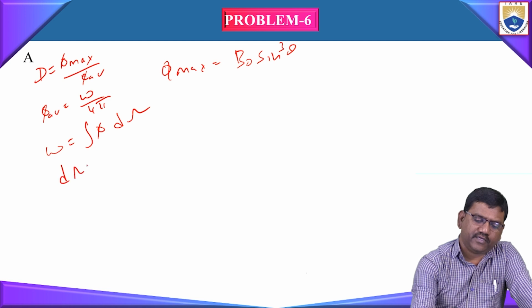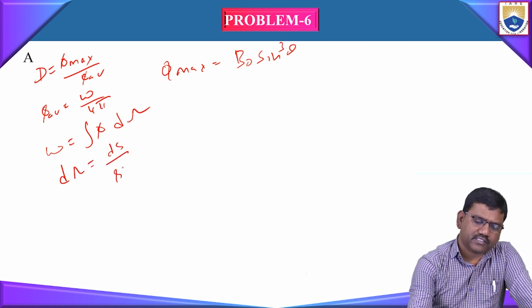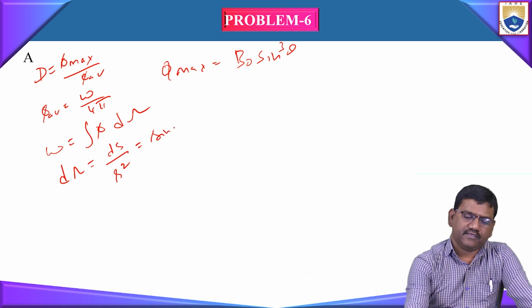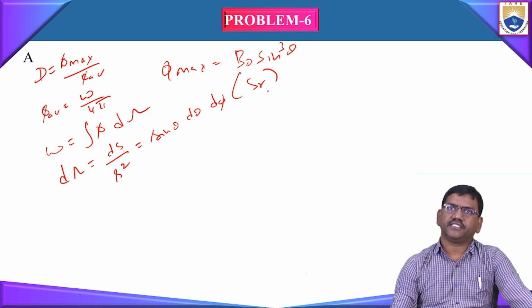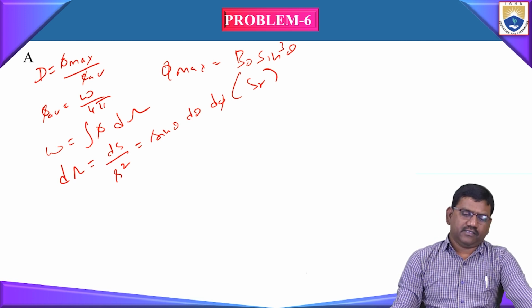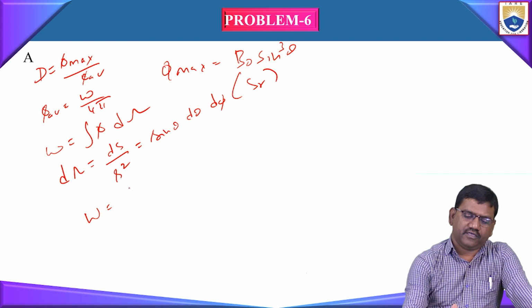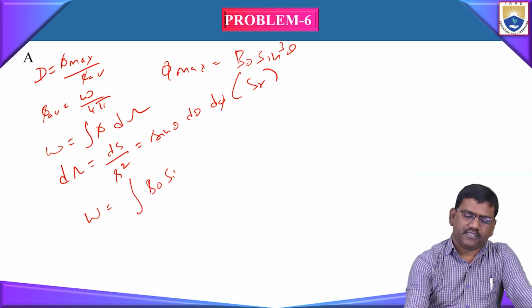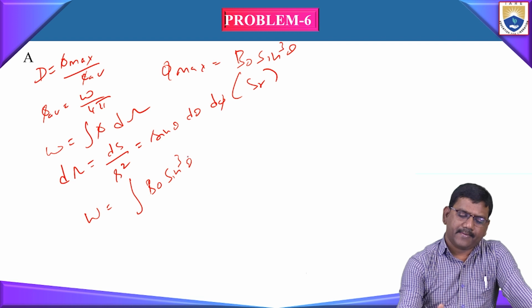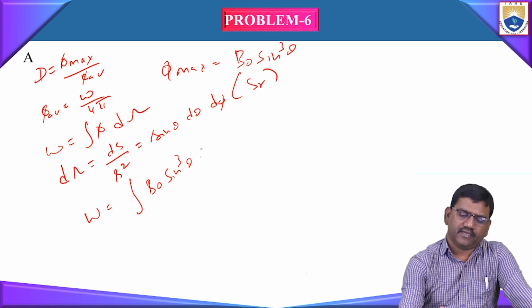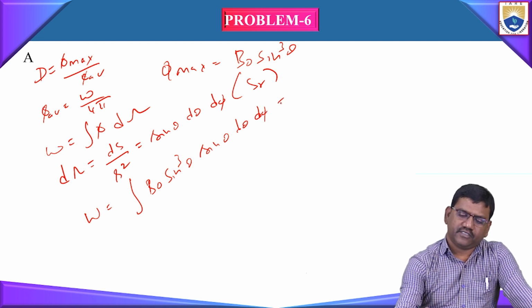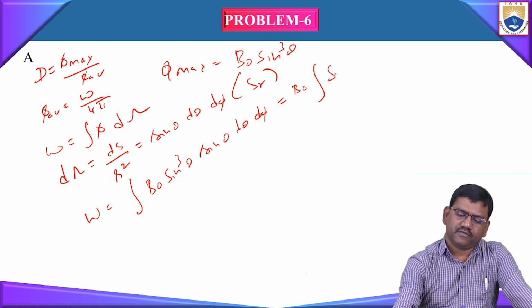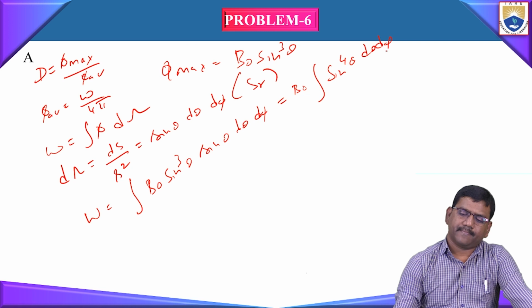So we know that d omega is equal to ds by r square. So this is equal to sine theta d theta d phi. This is indicated in terms of steradian here. So W is equal to B naught sine cubed theta into sine theta d theta into d phi here. So if you substitute, B naught into sine power 4 theta d theta d phi here.